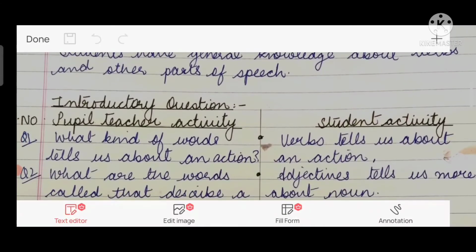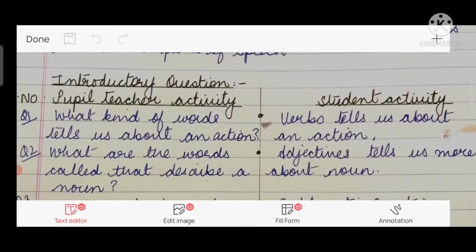Then the next step is introductory question. In this step, introductory question will start in 2 columns, pupil teacher activity and student activity. Here we frame the question, which should be based on previous knowledge, should be easy and connected with each other, and last question should be problematic. Okay? Last question should be problematic.